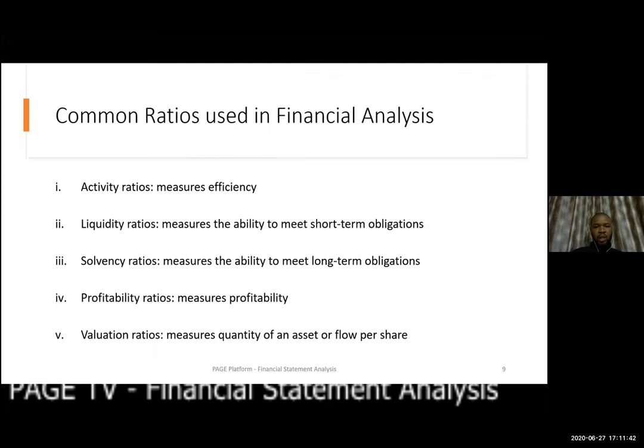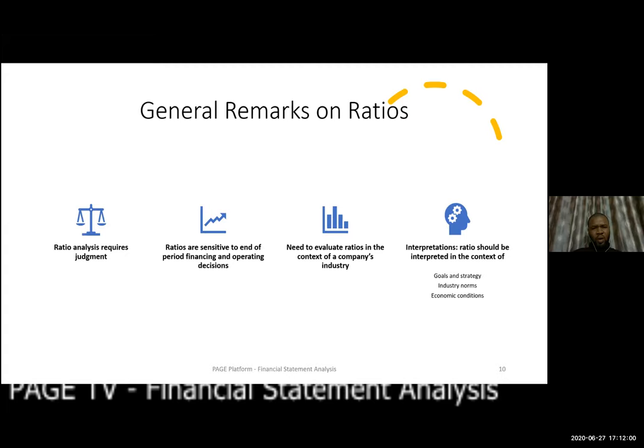So what are the commonly used ratios in financial statement analysis? We have the activity ratios, liquidity, solvency, profitability, and valuation ratios. I won't spend much time on this. I believe we all should be familiar with some of these, if not all of these ratios identified here. So moving forward, we need to have just a general remark on ratios.